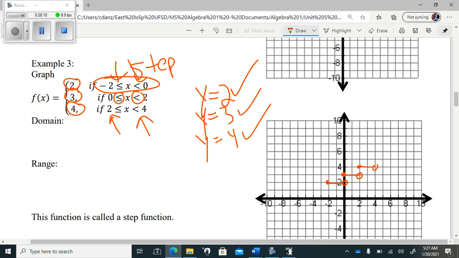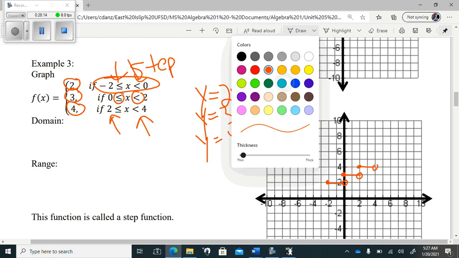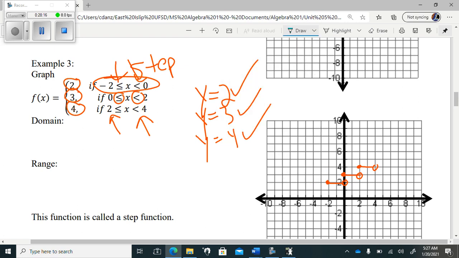So let's talk about domain and range again. I'm going to use different colors to show that the domain starts here and ends here. The domain is from -2 to 4. It's a closed circle at -2 and an open circle at 4. I'm going to erase those lines because now I'm going to draw some kind of lines for my range.